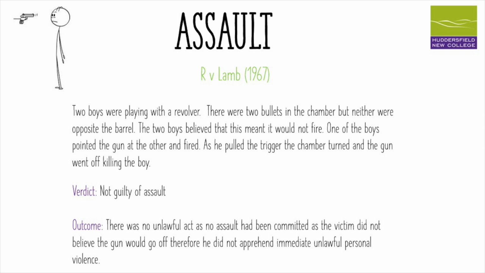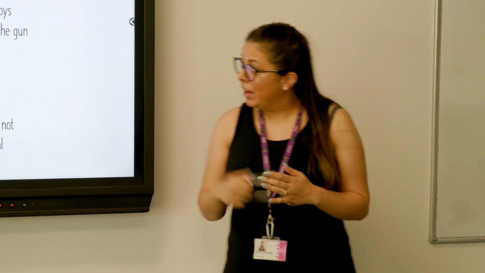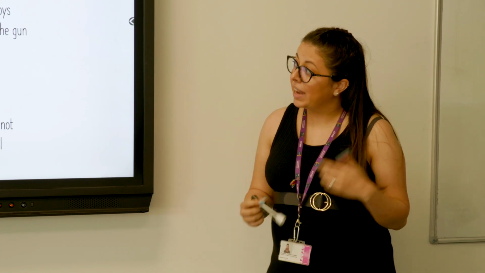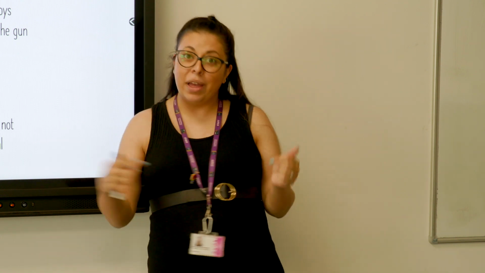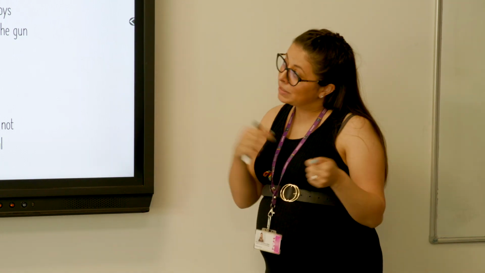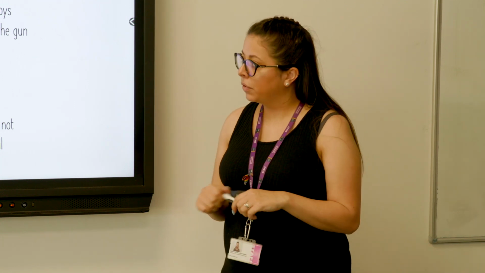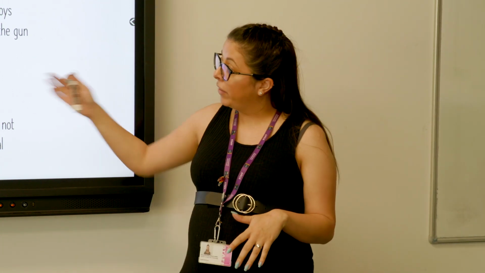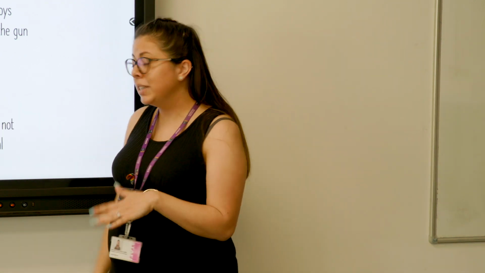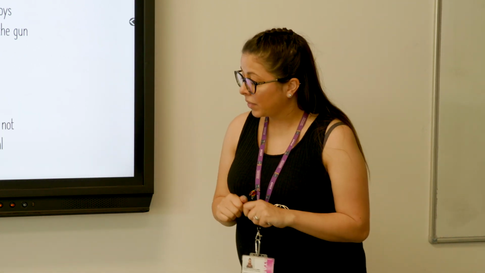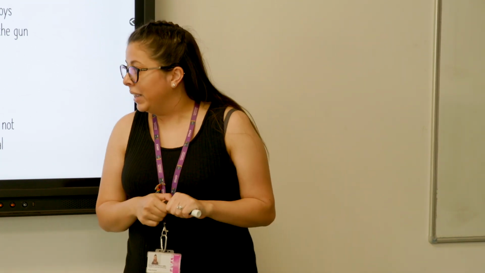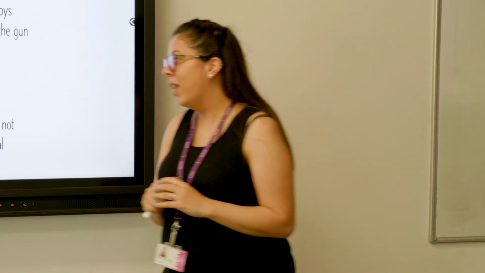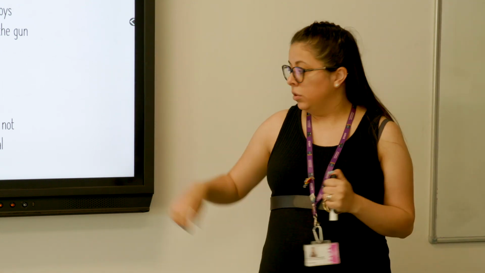The defendant was found not guilty of an assault, and he was also found not guilty of unlawful act manslaughter. Even though the victim died in this case, there was no apprehension. Both the boys in this case firmly believed that where the bullets were positioned in that gun, the gun wouldn't go off. So there was no apprehension. There was no fear from the victim in this case that when that gun was pointed at him, he was going to die. So no unlawful act and no assault had been committed, as the victim did not believe the gun would go off. Therefore, he did not apprehend immediate unlawful personal violence.